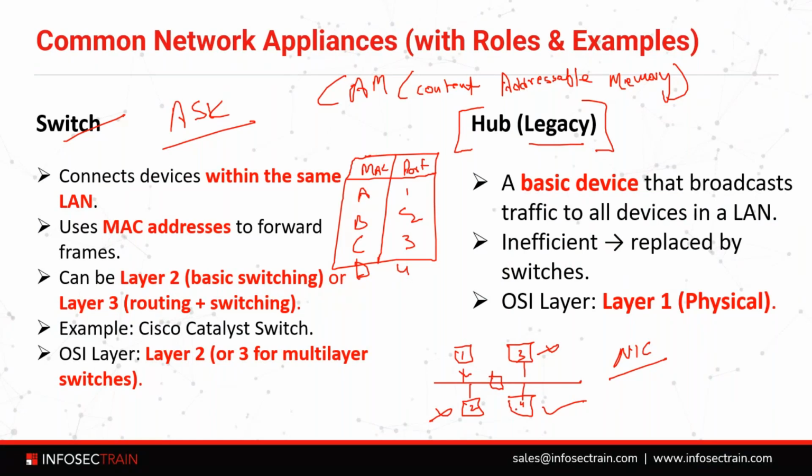So if device 1 wants to send data to device 4, what will happen if there is a switch in between? The switch will go to the CAM table and check. Okay, a device with MAC address D is connected to port number 4. So it will send the data to port number 4 only, not to others. Right? That's why a switch is smarter as compared to a hub, and that's why we use switches nowadays.